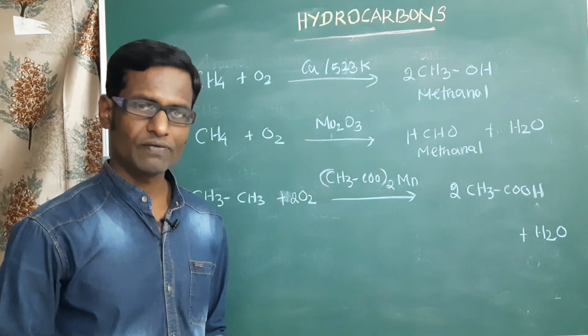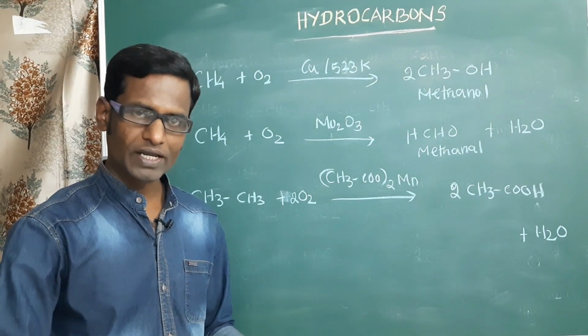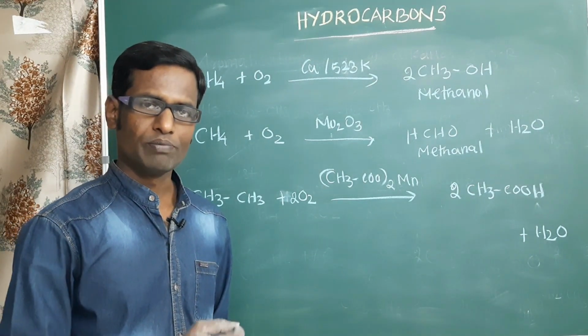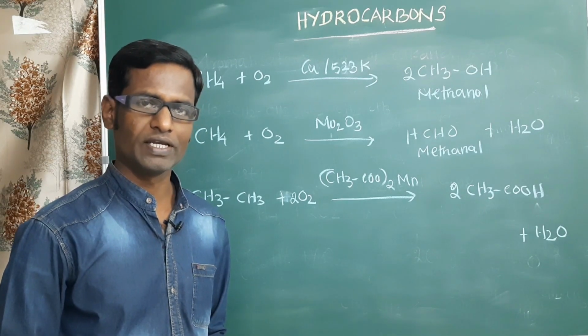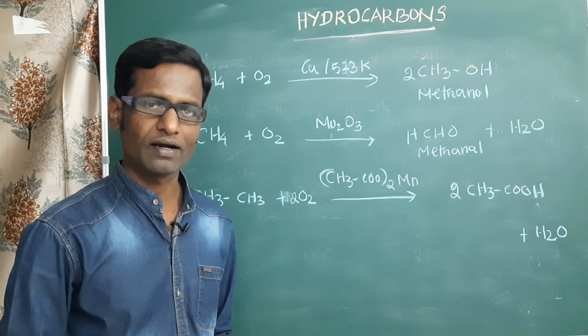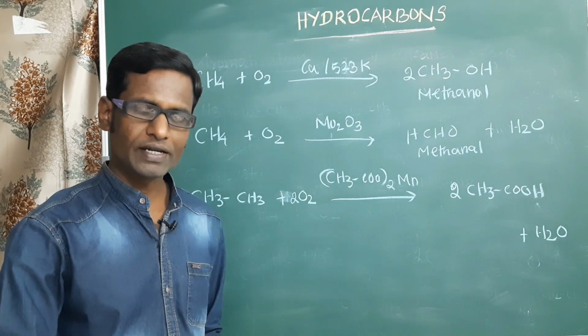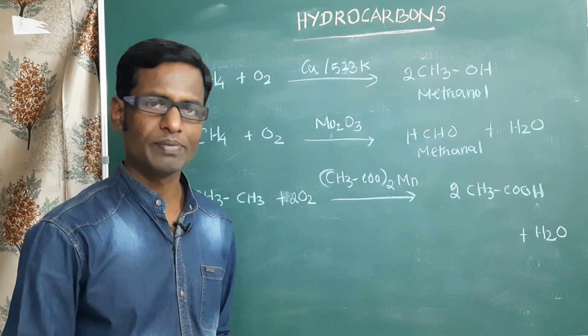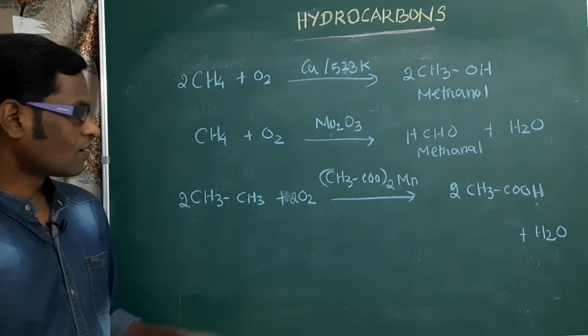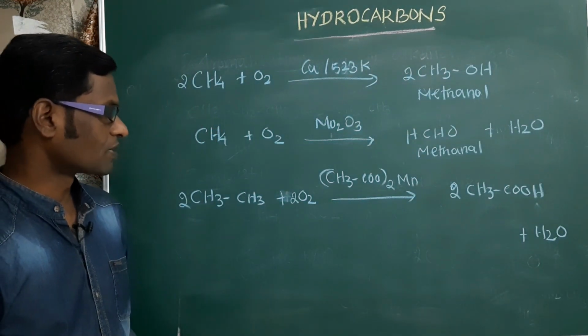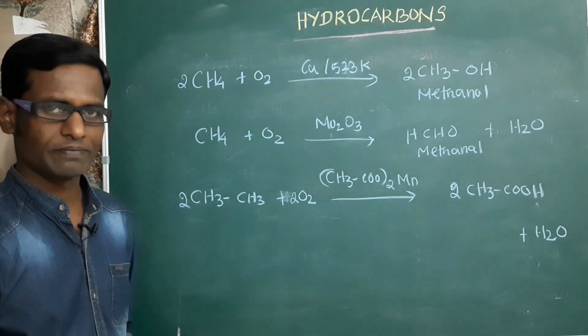Alkanes give different oxidized products depending upon the catalyst. Methane treated with oxygen in the presence of copper at 523 Kelvin gives the alcohol, methanol. The same methane treated with oxygen in the presence of molybdenum oxide gives methanal. Ethane is oxidized to ethanoic acid in the presence of manganese acetate.